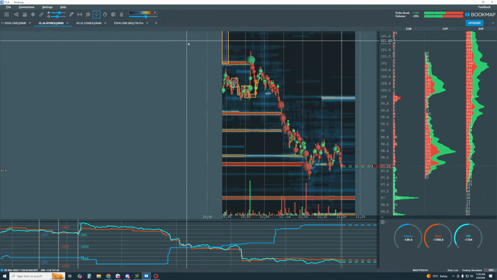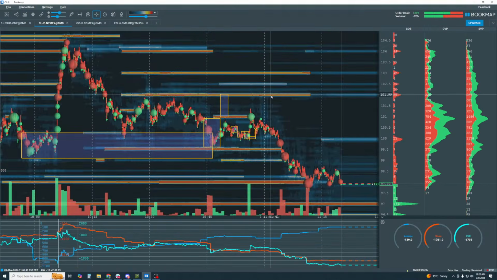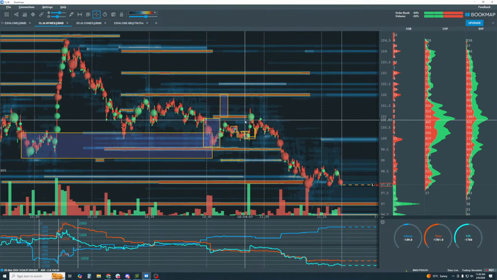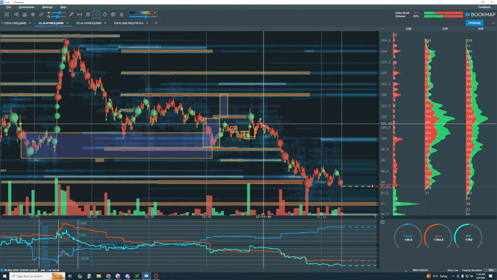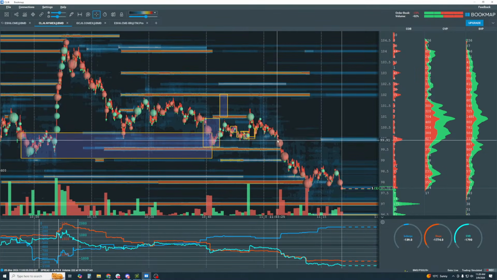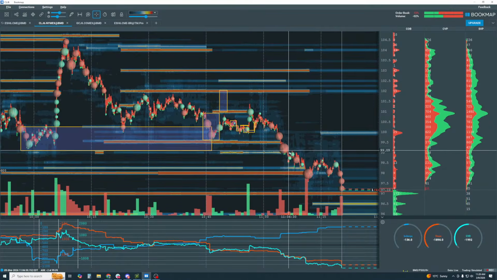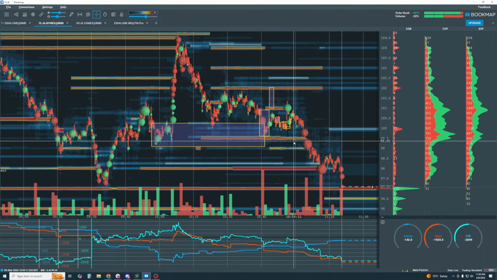Let's jump back into crude and see what's happening here. Okay, well, that's clearly a squeeze and a move up in that 101. We never got back up above. We went back below it here. So now we're seeing the squeeze to the downside and hitting all of these levels in here.